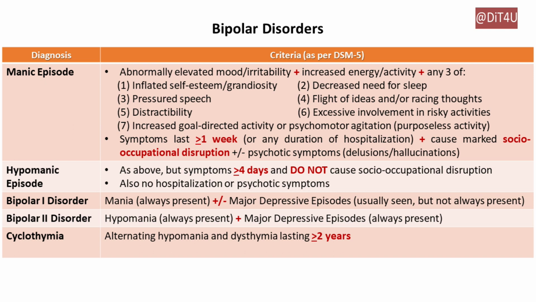So in bipolar 1 disorder, mania is always present, with or without major depressive episodes. They are usually present, but not always necessary to make a diagnosis of bipolar 1 disorder. So in other words, just one manic episode is enough to make a diagnosis of bipolar 1 disorder. Understood? Bipolar 2 disorder: you need both. That is, hypomania always present and major depressive episode always present. You need both, hypomania and MDEs. That is bipolar 2 disorder. Cyclothymia, just like dysthymia, is alternating hypomania and dysthymia, lasting for 2 or more years.